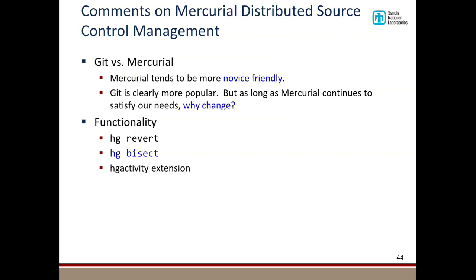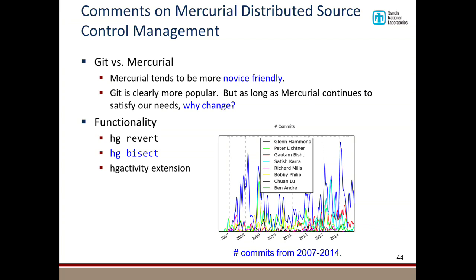hg bisect. You have a copy of the code that passes the regression test, another copy that doesn't, but you only found out maybe 2 months too late. Well, with bisect, you can sit there and mark your good and bad one, and it will use bisection to go right to the change set that caused the error. Very useful. A little clunky or a little confusing at first, but that's a very useful tool. I've used it many times.